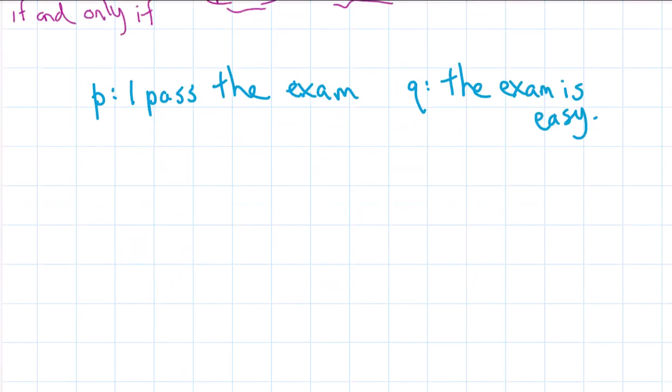Okay, it's one to take away for homework. Try this one. Proposition P, I passed the exam. Proposition Q, the exam is easy. So P implies Q would be, if I pass the exam, then the exam is easy. Try and do the implication truth table, and also try the equivalence truth table, and the statement for that would be if and only if I pass the exam, the exam will be easy. Or the exam will be easy if and only if I pass the exam. Try the truth table for both of those.